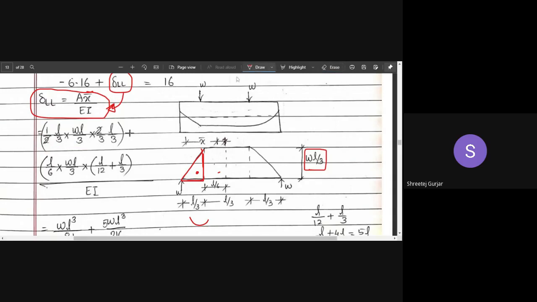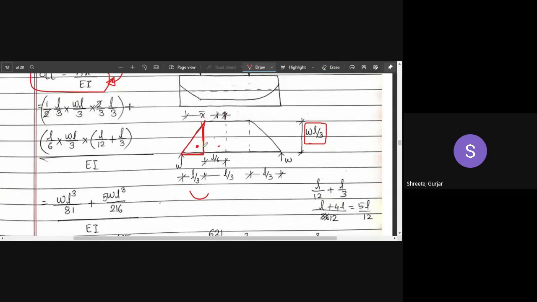Next, this rectangular part. So the area is L by 6 into WL by 3. This is our area. And the perpendicular distance of the CG from the support is L by 3 plus L by 6 by 2. L by 6, half of L by 6, right?